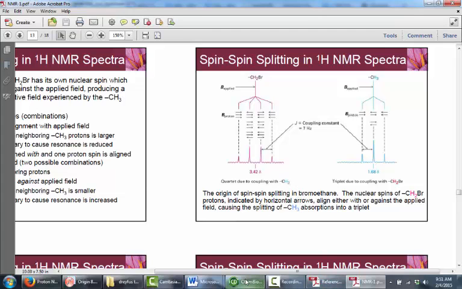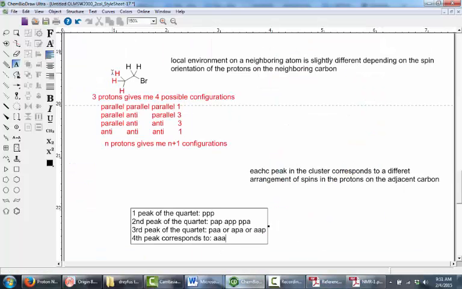Now if I look at the other protons, so if I now look at these red ones and I say, what are they split into? Well, that's going to depend on the CH2s. So here, I now have 3 protons, 2 protons in the CH2.